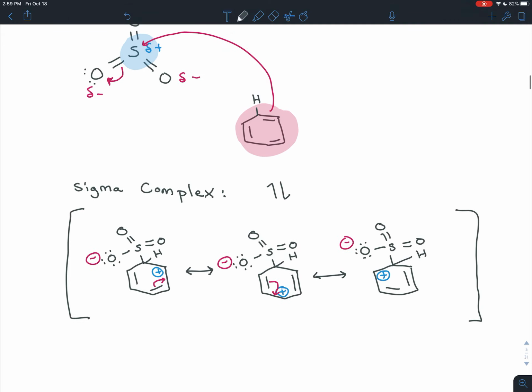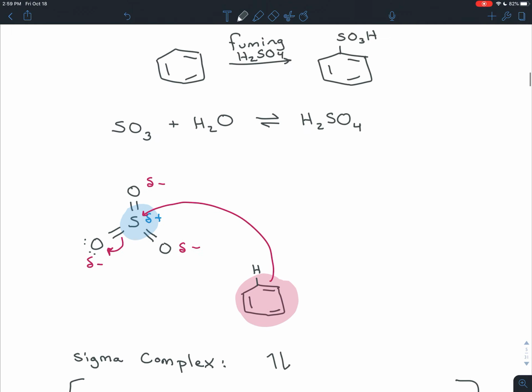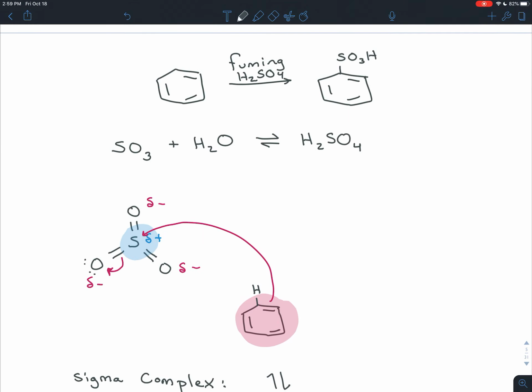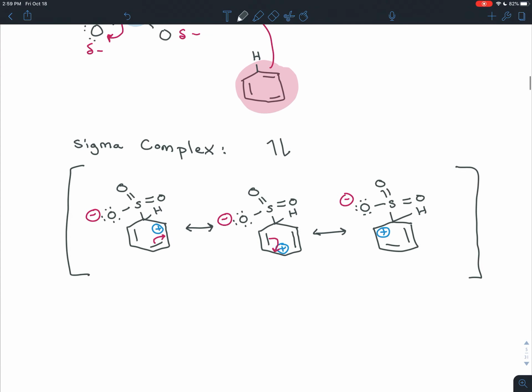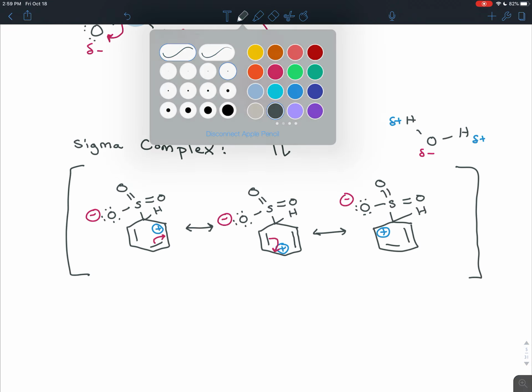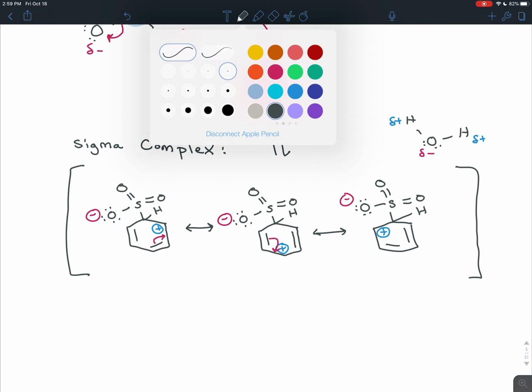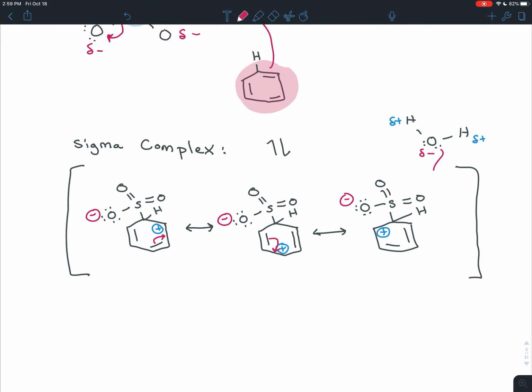And you reform the aromaticity of the benzene ring when a base comes in, and in this reaction, it's the other thing in the fuming sulfuric acid. We've already used the sulfur trioxide. It's the water that's going to come in and act as a base. The oxygen there is slightly negative. The hydrogens each slightly positive. You've got your lone pairs. And so this slightly negative oxygen comes in and steals this hydrogen. The electrons go back to reform the aromaticity.